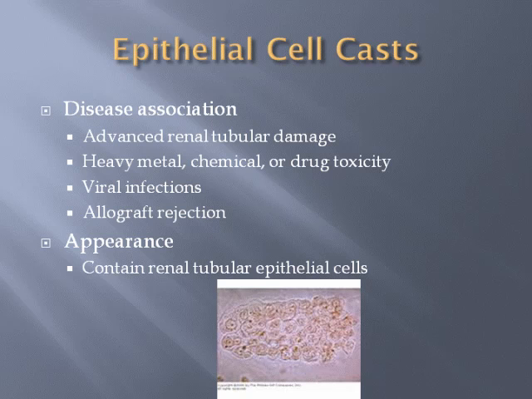For those of you that have been out in practicum and have experienced this, sometimes renal tubular epithelial cells can look an awful lot like white blood cells. So you have to be careful here in differentiating those. If you need help, ask a supervisor, ask a coworker, and get a second opinion.